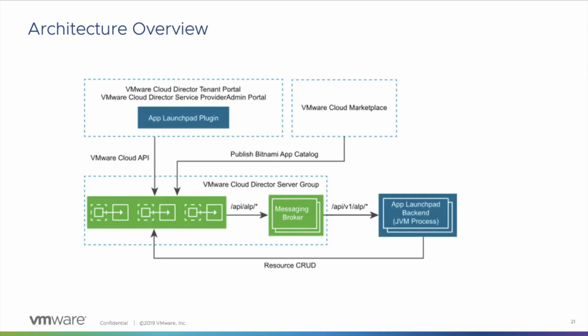Now, if the service provider has access to the cloud marketplace, that would be another service which they could use to push applications directly into vCloud Director. And if they push them into a catalog within the App LaunchPad organization, then those applications from the cloud marketplace could be shown in the App LaunchPad user interface.